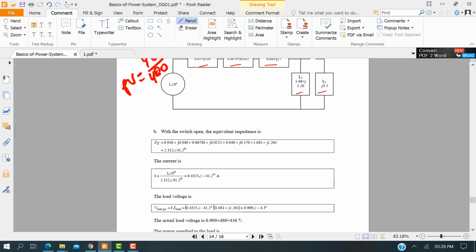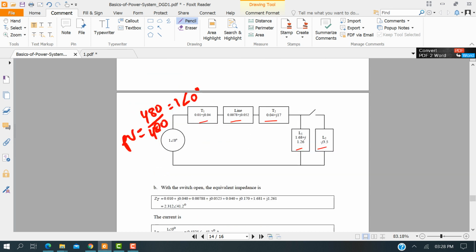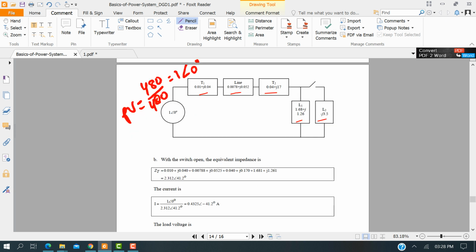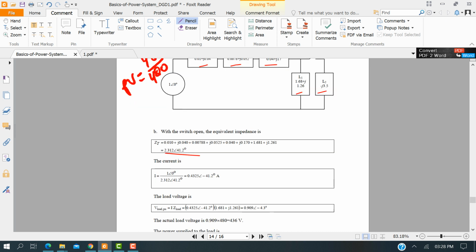Now let's go to the next part. For question B, when the switch is open, it is not considered in the circuit. So what will be the overall impedance? Just add this and this, and you will get this. What will be the current? I equals V by Z total.